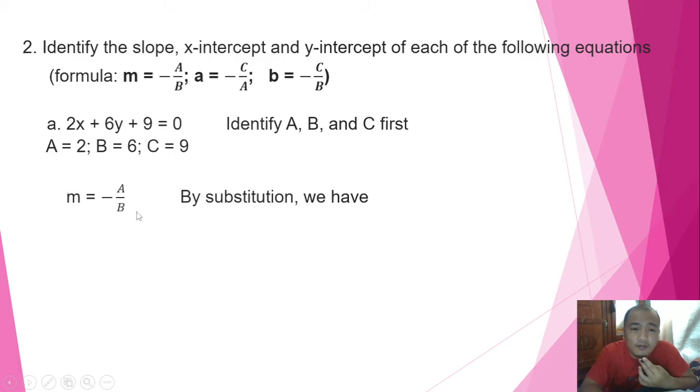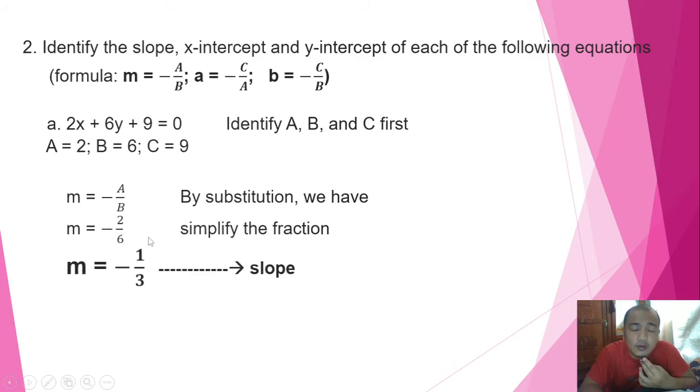So for slope, substitute in the formula negative a over b. So we have negative 2 over 6. Therefore, the slope is negative 1/3. Right? No need to transform this to slope-intercept form. We can solve the slope by using the formula negative a over b.